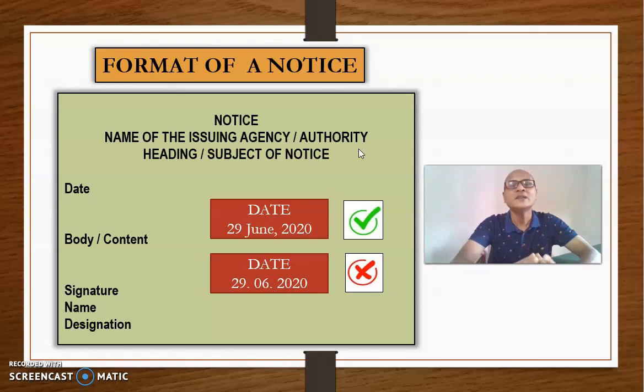Now, while writing these 3 points in the notice, you all have to remember that all these 3 points should be written exclusively in capital letters only, and they have to be placed centrally aligned, as you all can see on the screen. So the word notice, then the name of the issuing authority, and after that the heading or the subject of the notice must be written at the very center of the box.